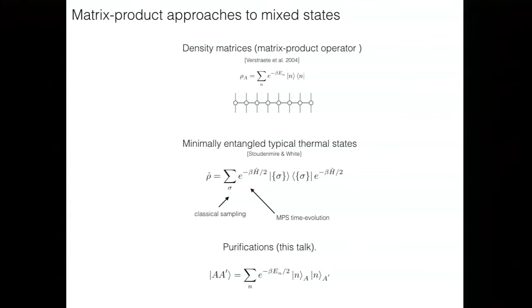Another somewhat different approach is due to Miles Stoudenmire and Steve White, called minimally entangled typical thermal states. The idea here is if we have a density matrix we want to represent, let's say we're in equilibrium, it just takes this form here. So what you do is you split the computation into two parts. These you let be classical spin configurations, like up, down, and you do classical Monte Carlo sampling over these unentangled states here, and then for each unentangled state there, you do the time evolution algorithm on the product state using sort of standard 1D matrix product state methods.